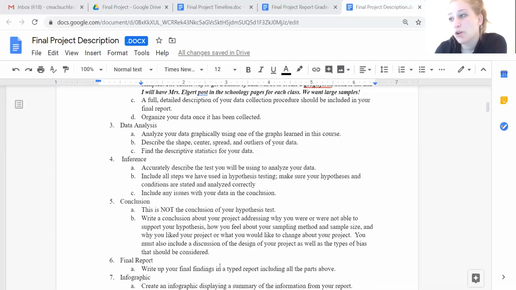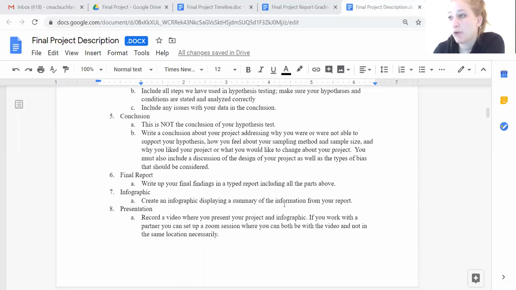So your final report, you're going to write up everything from the above, and then we're going to make an infographic. And so I have a couple of examples of infographics, and I also am going to have a video that walks you through the software that you're going to use to create it.